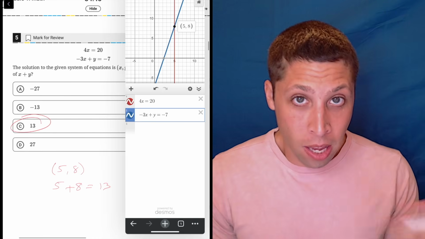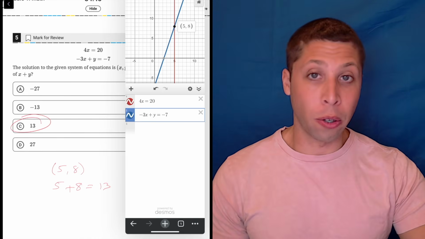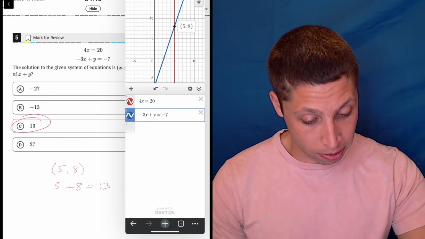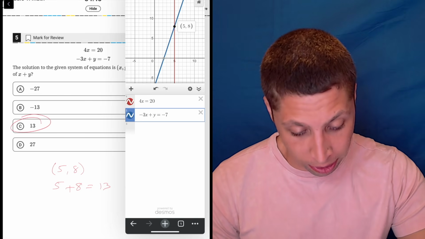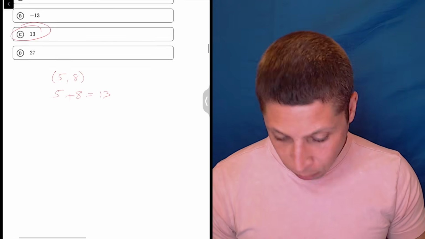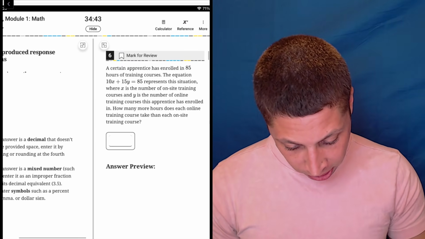So C. Now, normally I would do this algebraically if this were the old test, but it doesn't seem like I need to. Seems good to me. You're just graphing it, seeing where they intersect. Cool. Let's move on. Question 6 right here.